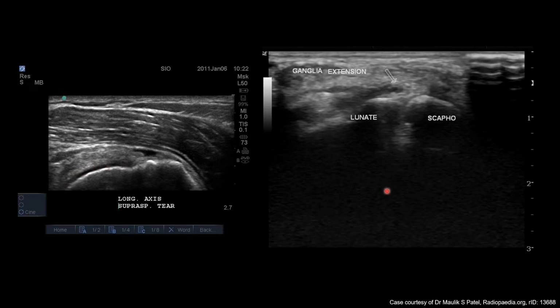On the right, we're looking at a wrist, and we're looking for a ganglia popping out between the scaphoid and the lunate. So you can see the cortex of the lunate there, cortex of the scaphoid here, and then there's a dark, or as they say, a hypoechoic mass popping out from that.